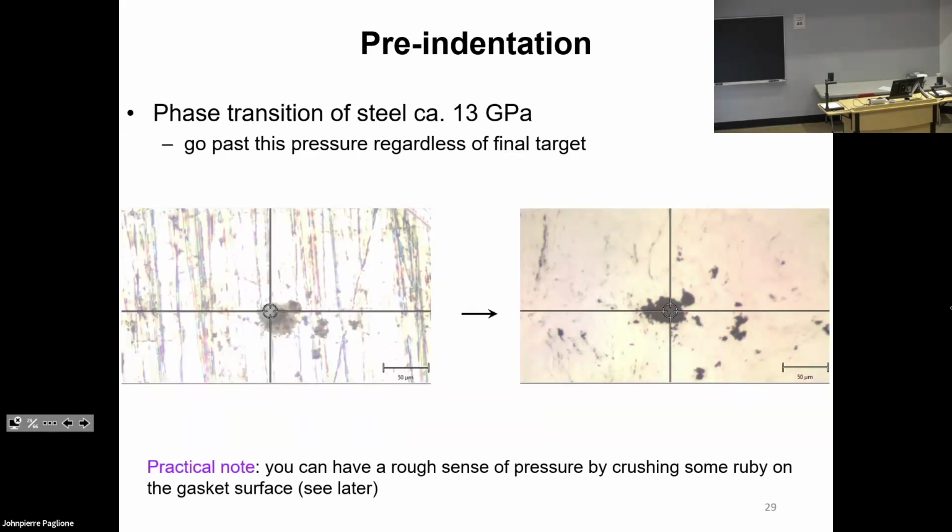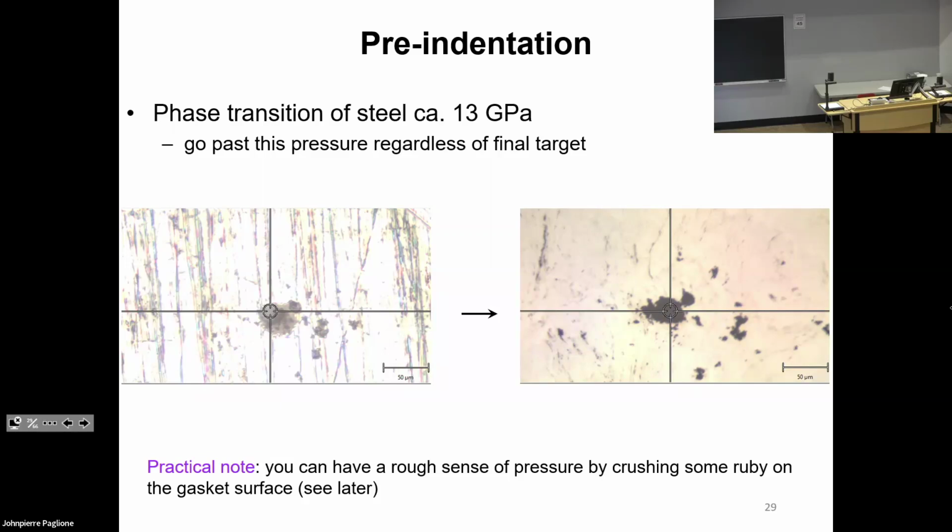You can do that using a micrometer, but I have a fun other way to do that in a later slide. Here I just wanted to show you a very practical pre-indentation of steel, where you can even visually see the phase transition of steel. Here I'm zoomed in on a steel gasket. This schmutz here is actually a crushed ruby, which is a really rough way of measuring pressure. That ruby is obviously not in a very hydrostatic or isotropic environment, but it gives us a rough idea of what the pressure is. You can see all of these grains in this alpha steel, and once it goes past about 13 gigapascals, those get really wavy and almost disappear, and you get this really shiny surface. That's telling you that your steel went through this phase transition.